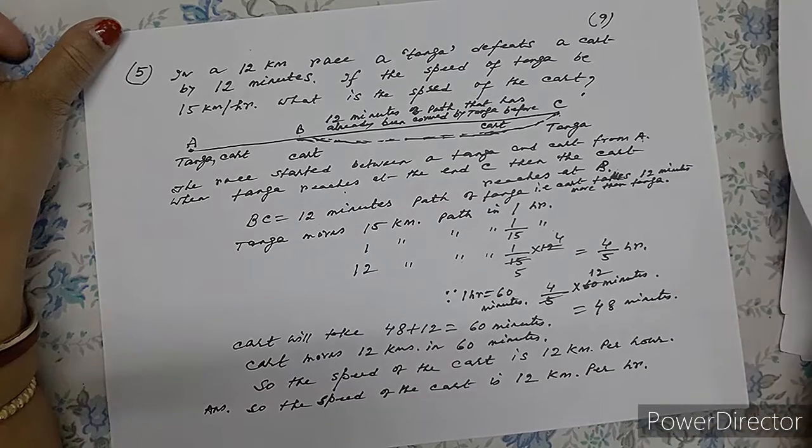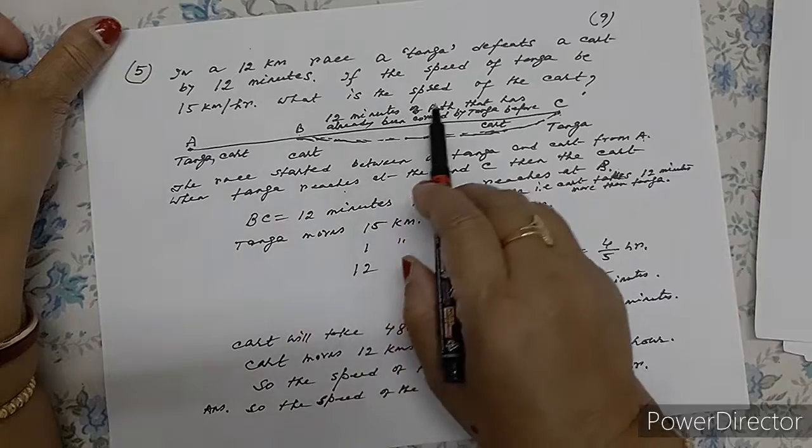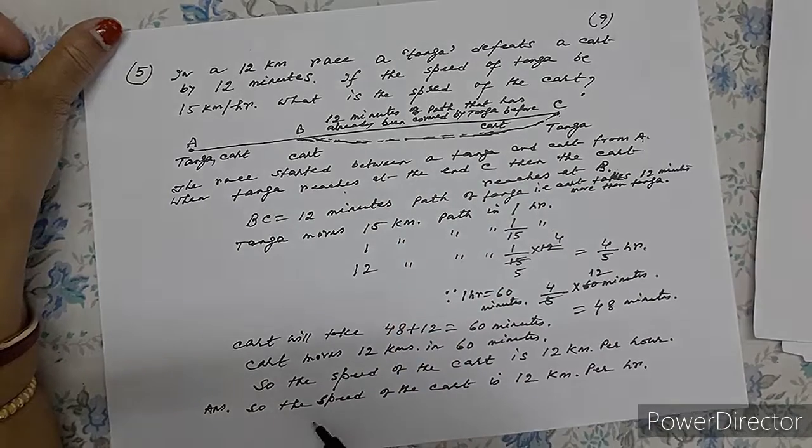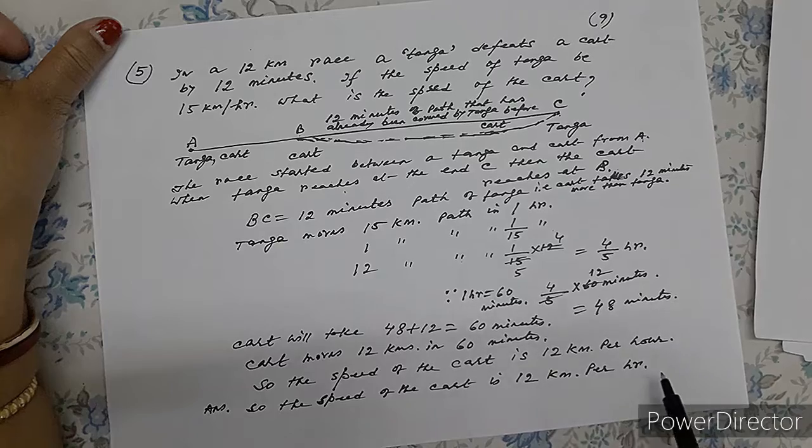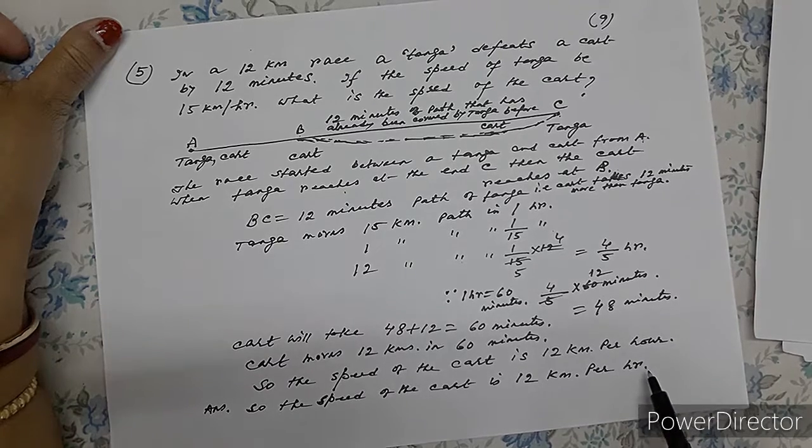What was the question? The question was, what is the speed of the cart? Therefore, the answer: the speed of the cart is 12 kilometers per hour. Got it? Okay.